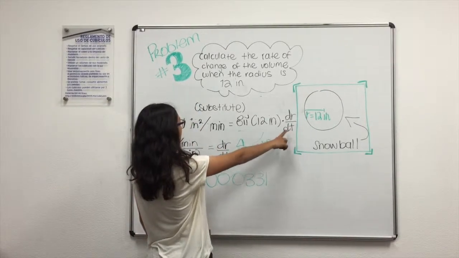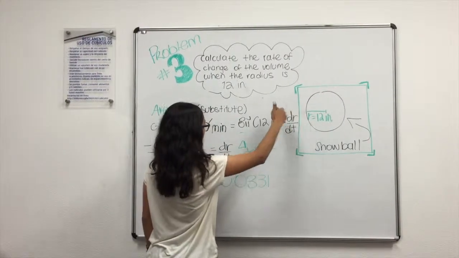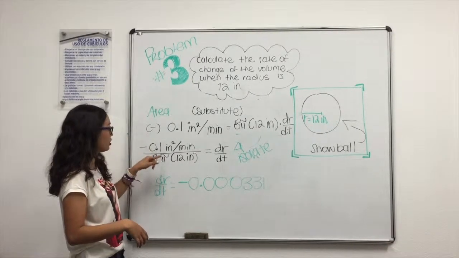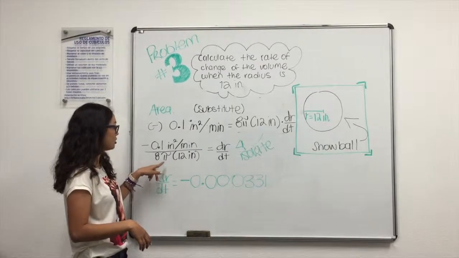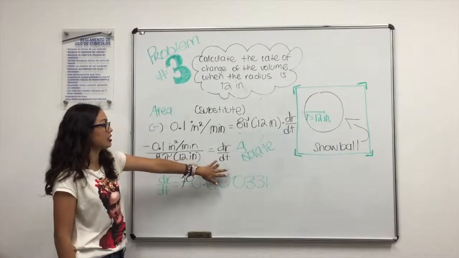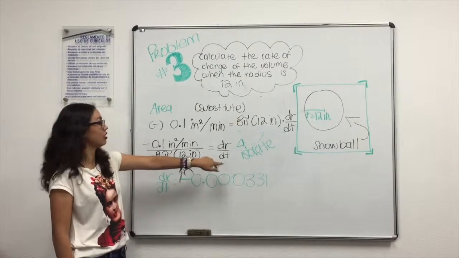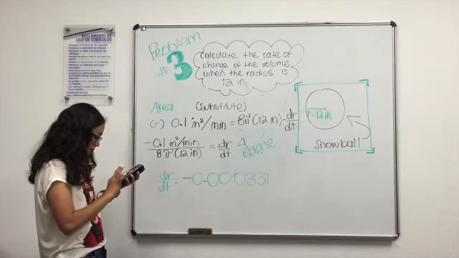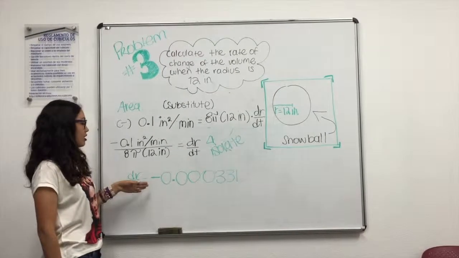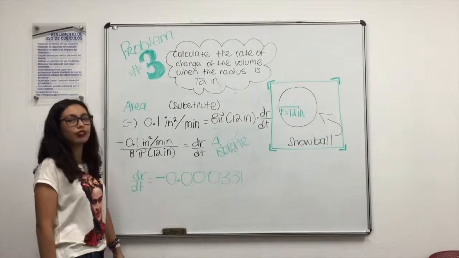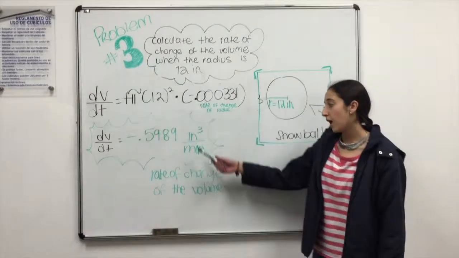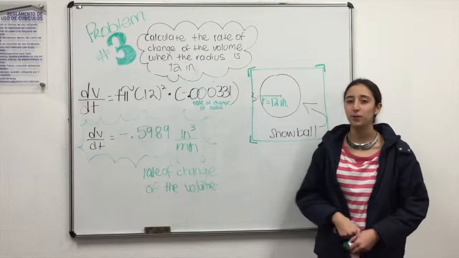So we need to isolate this, the differential of the radius over the differential of the time. So finally we get minus 0.1 inches squared per minute over 8 pi times 12 inches, and this is the rate of change of the radius. So finally we have the answer, if we divide this, the rate of change of the radius is minus 0.000331. Okay. Then in our formula we only substitute the value of the rate of change of the radius, and this is our answer, the rate of change of the volume.